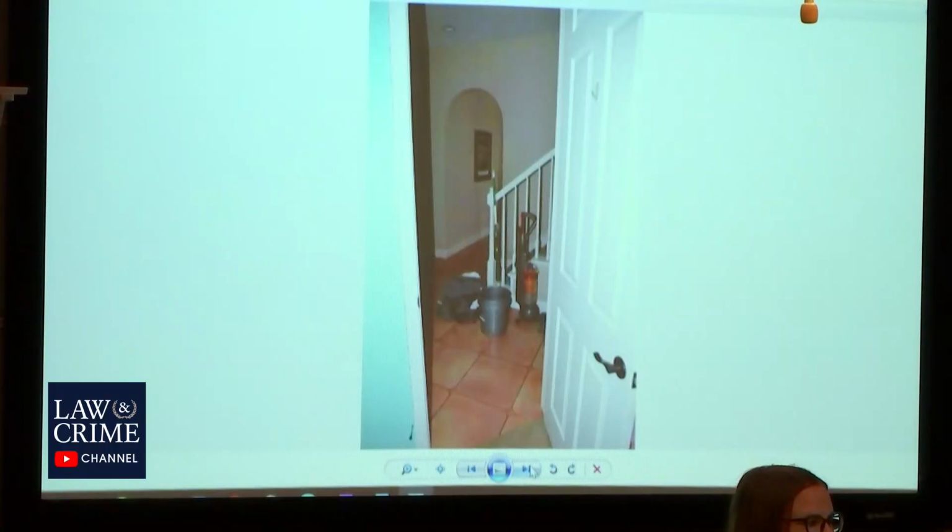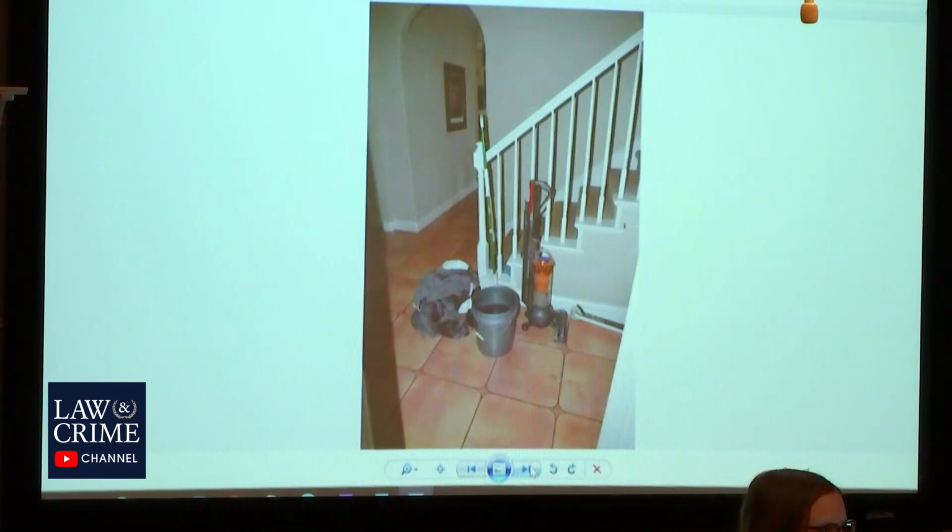Okay. Where are we at, and what are we looking at in particular? So this is going to be the doorway here facing out to the staircase. So it is Jaden's room, and I am looking out at the corner right here of this staircase. And do we begin to zoom in on this particular area of interest? Yes.